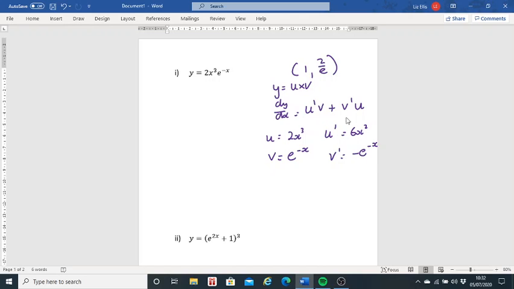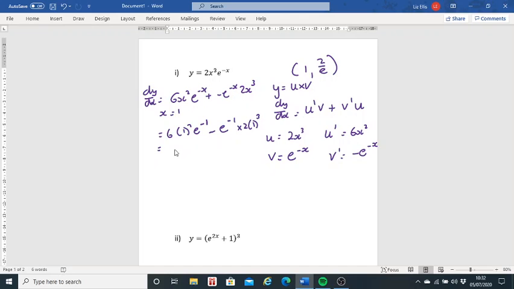So now I'm going to put it into the expression. dy dx is equal to u dash, which is 6x squared, times v, plus v dash, which is minus e to the minus x, times u, which is 2x cubed. We are then told that x is equal to 1 because we want the gradient at a specific point. So that is 6 times 1 squared, e to the minus 1, minus, because a plus and a minus make a minus, e to the minus 1, times 2 times 1 cubed.